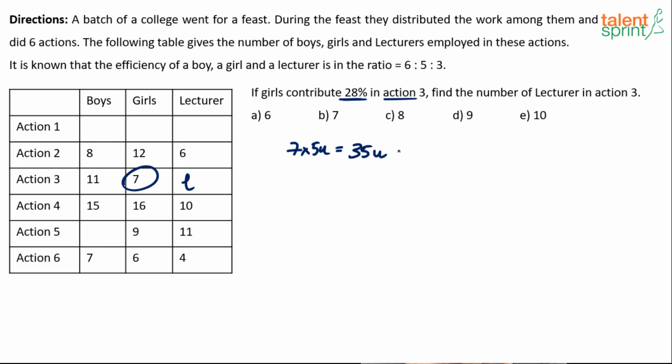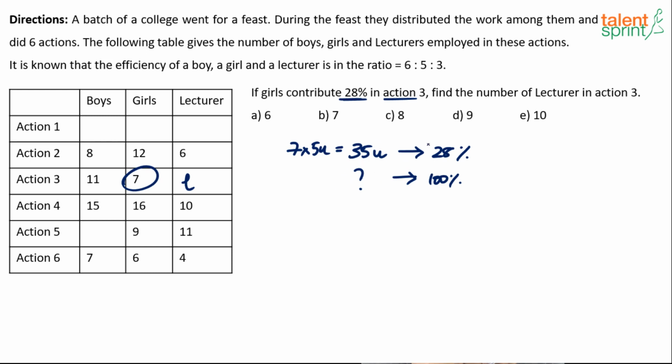35 units is equal to what? 28%. 35 units is equal to 28%. Yes or no? The girls contribute to 28%. 28% of the work is done by girls. So every day the girls are doing 35 units. So that is 28%. Now what will be the total work, by the way? 100% always. If 35 units is 28%, how many units will be equal to 100%? When you do the cross multiplication, you will get 125 units.